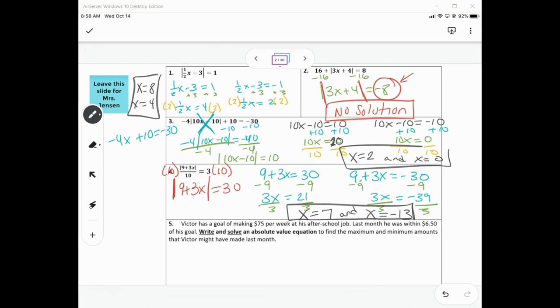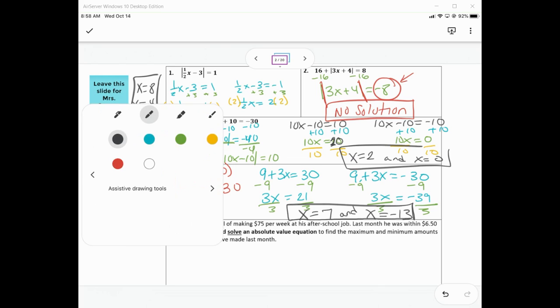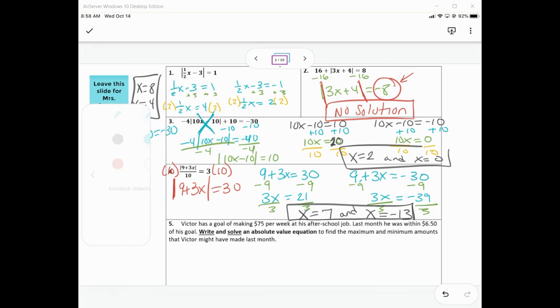Okay, our last problem, the word problem. Word problems for absolute value are always going to be pretty straightforward. Victor has a goal of making $75 per week at his after-school job. Last month, he was within $650. Anything that says within, varies by, or give and take always means that's what the absolute value is equal to. So we can say the absolute value of x equals 650. That's where we're getting the positive and the negative 650, over by 650 or under by 650.